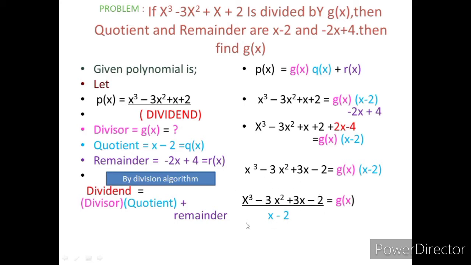Here what operation is going on? Here the operation is division. Division between whom? This polynomial and this polynomial. So whenever you divide this polynomial with this polynomial, I mean x minus 2, the respective quotient gives the value of g of x. Therefore what we have to do? Now simple thing, you have to divide this polynomial by this polynomial. Shall we move to division?